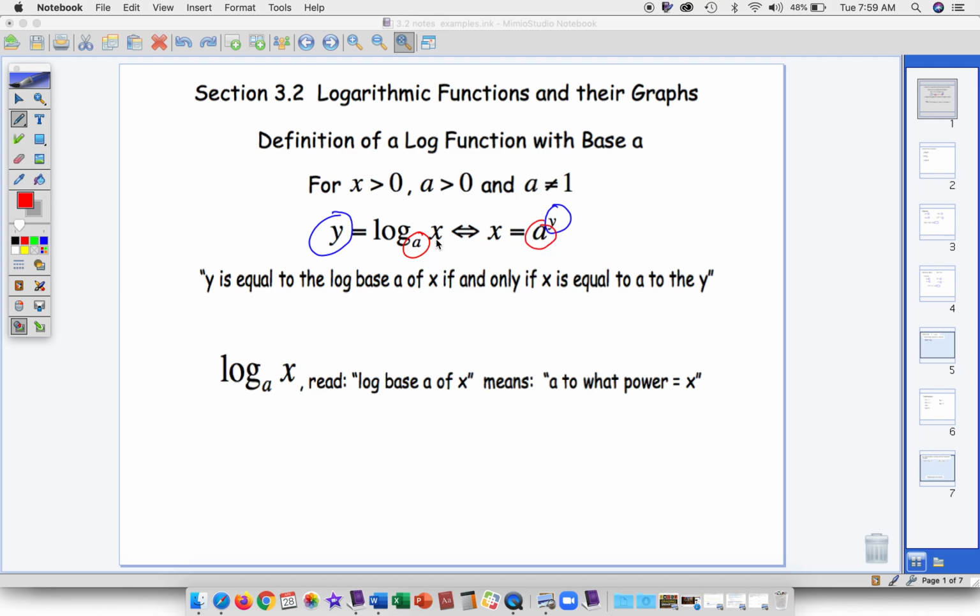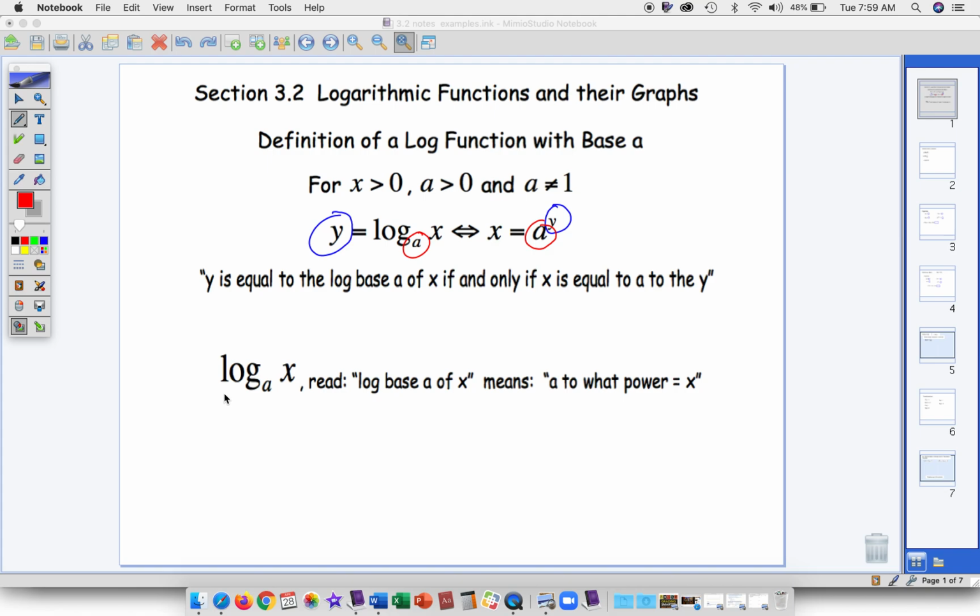And then x is either the number that follows the log, or x is equal to a, our base, to our exponent. So the way that we read this is y is equal to the log base a of x if and only if x is equal to a to the y. Okay, so it's important that you say base. If you just say log a, it sounds like base 10, and we'll talk about that more later on. But that word base in there, that's important.